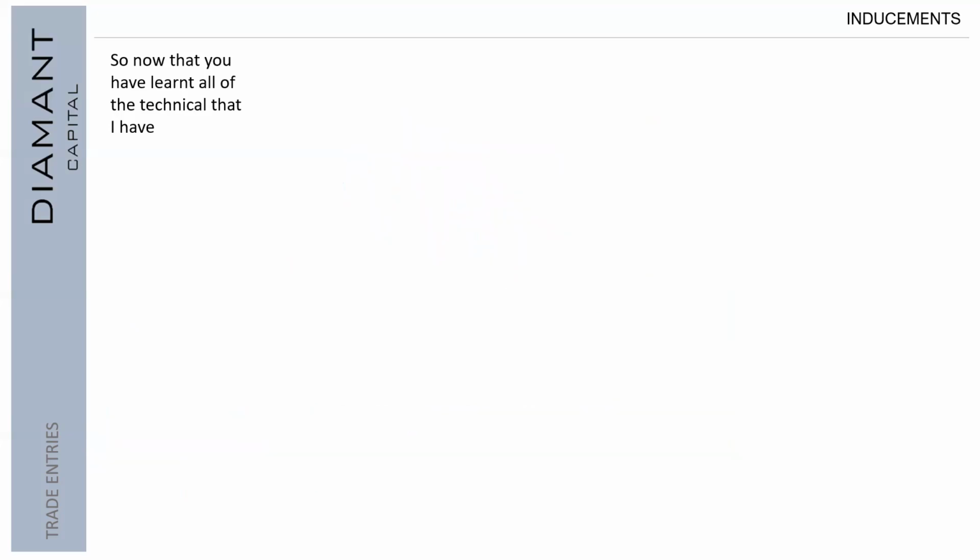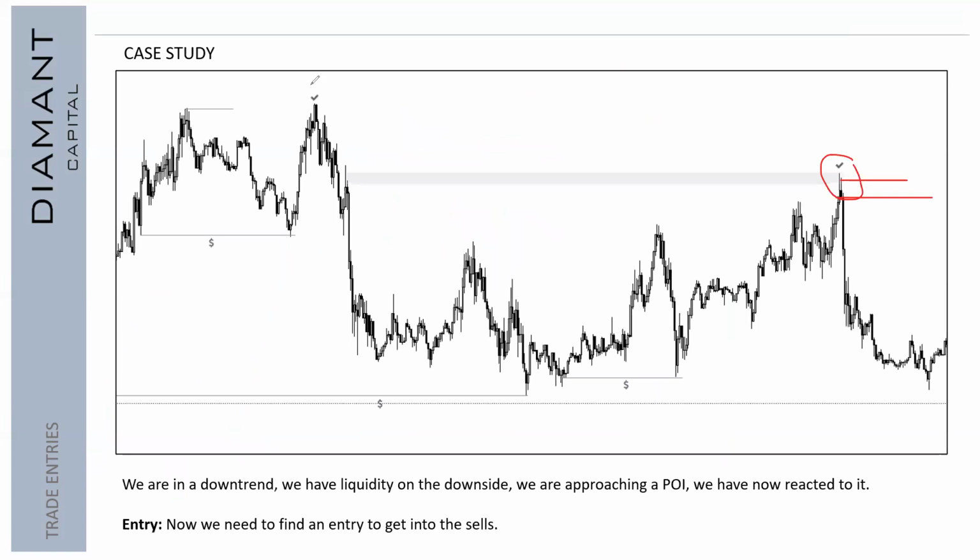Now, time to go through an example. Case study right here. So we are in a downtrend. We have liquidity on the downside, and we are approaching a point of interest, which we have now reacted to. So we've got liquidity down here, down here. We're obviously in a downtrend because that's how it is on the higher time frame. And this is our first point of interest.